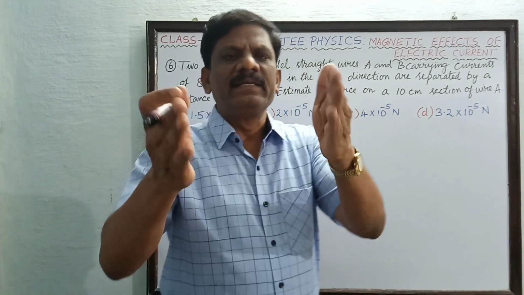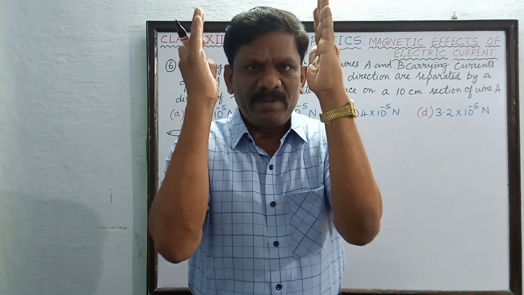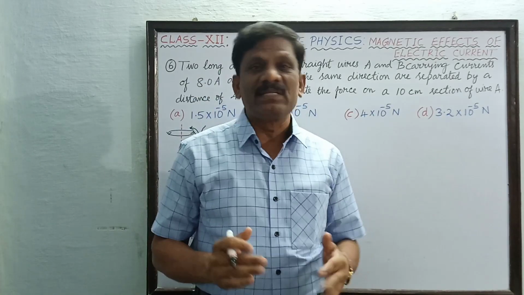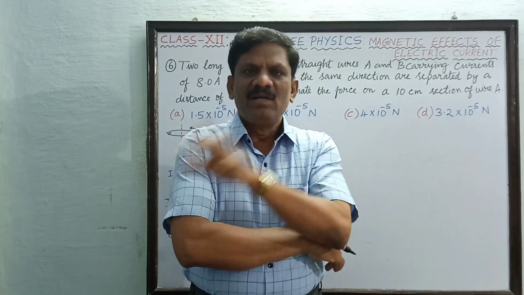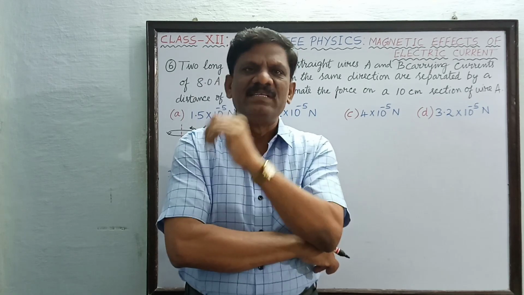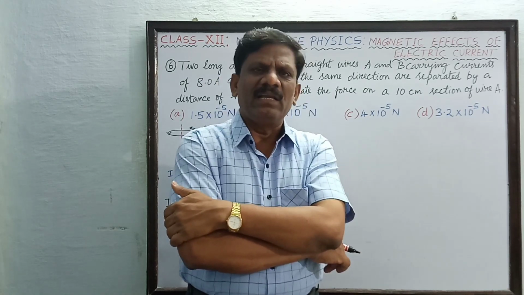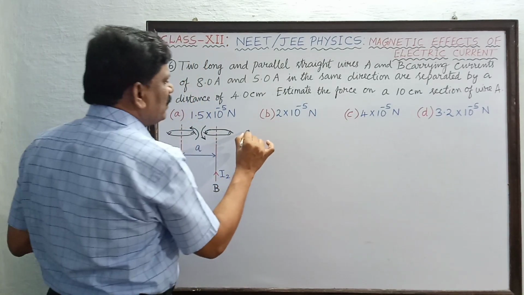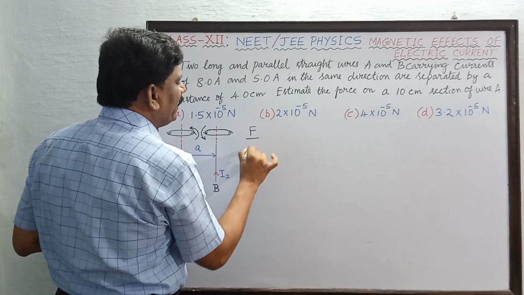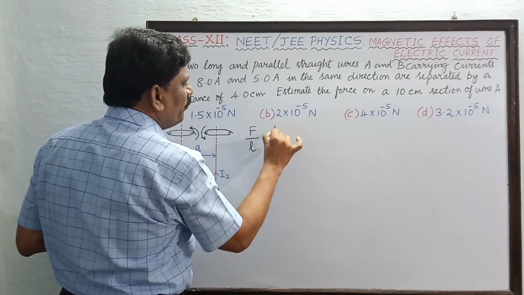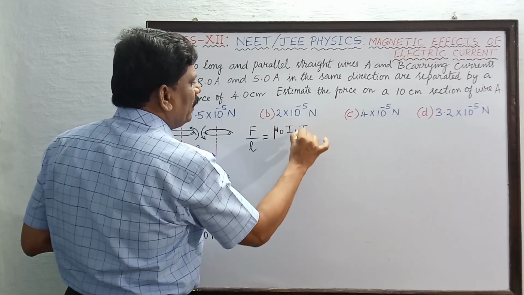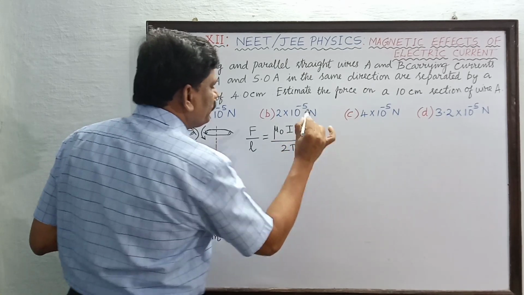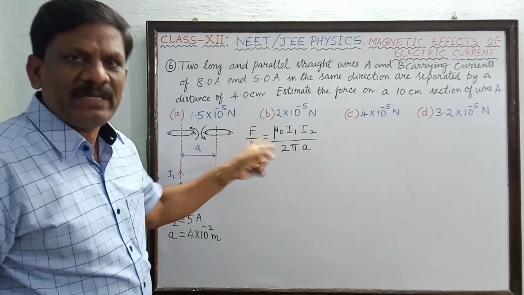Now both the current carrying conductors are parallel to each other. So we have derived an expression in the theory class. What is the force per unit length? Force divided by a given section L. For two infinitely long straight wires we have derived, force per unit length: F by L is equal to mu naught into I1 into I2 divided by 2 pi A. This is the expression per unit length.